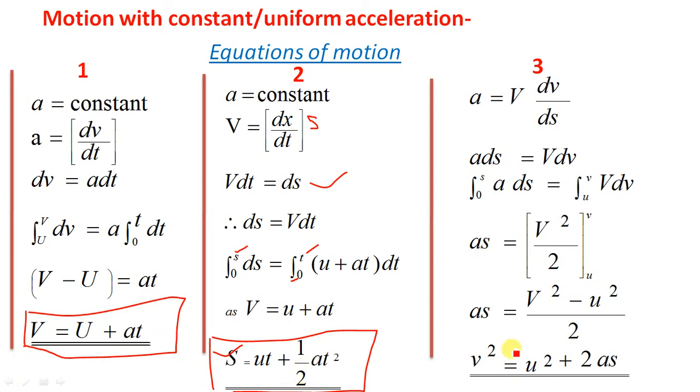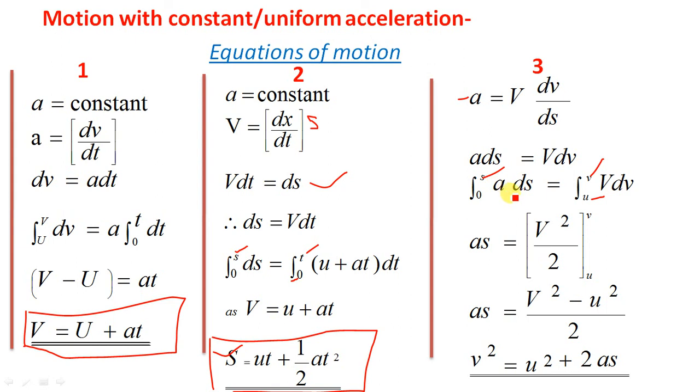Now let's come towards the derivation of third formula. Now acceleration is nothing but the v dv by ds, that we have already derived. So a into ds is equal to v into dv. Now the displacement is 0 when velocity is u. When velocity is v, the displacement is s.